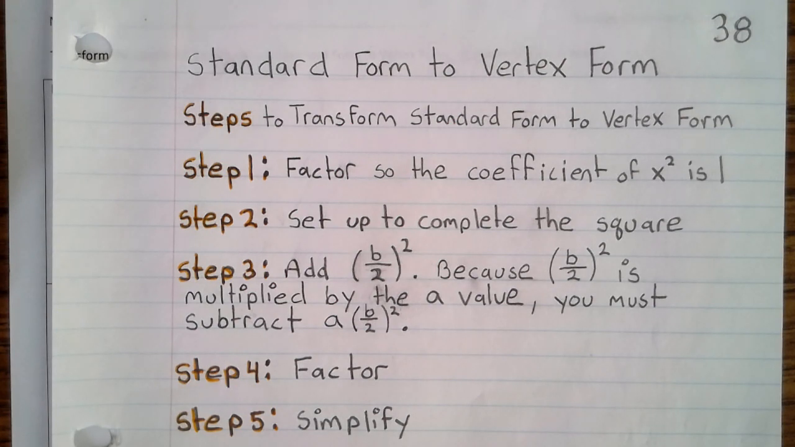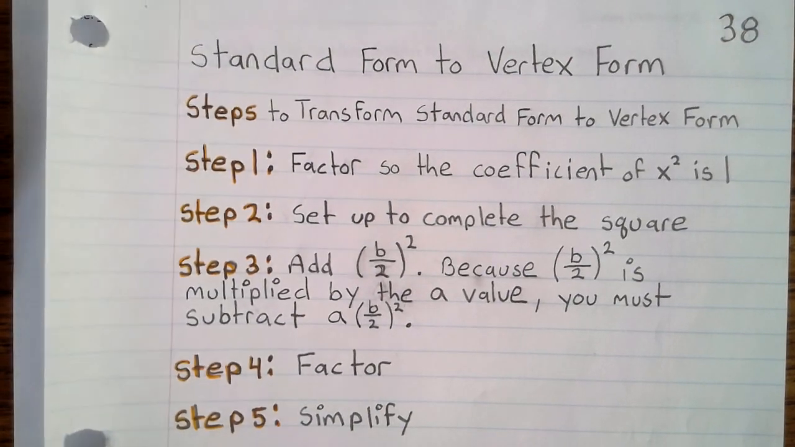Steps to transform standard form to vertex form. Step 1, factor so the coefficient of x squared is 1. Step 2, set up to complete the square. Step 3, add (b divided by 2) squared. Because (b divided by 2) squared is multiplied by the a value, you must subtract a times (b divided by 2) squared. Step 4, factor. Step 5, simplify. All right, if you would, update your notes. All right, now your notes are updated.